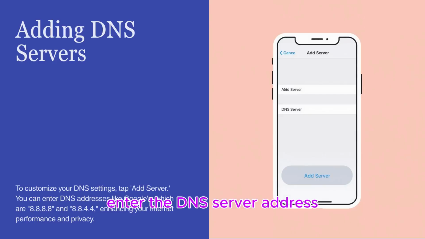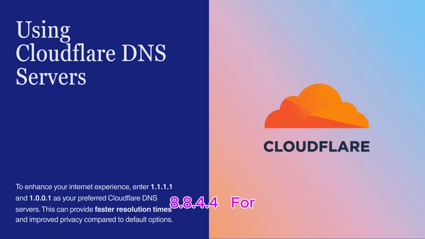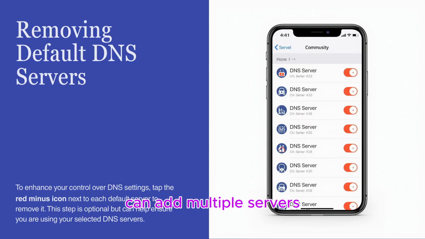Now enter the DNS server address you want to use. For Google DNS, type 8.8.8.8 and tap Add Server again to add a secondary like 8.8.4.4. For Cloudflare DNS, use 1.1.1.1 and 1.0.0.1. You can add multiple servers. The iPhone will use them in order.